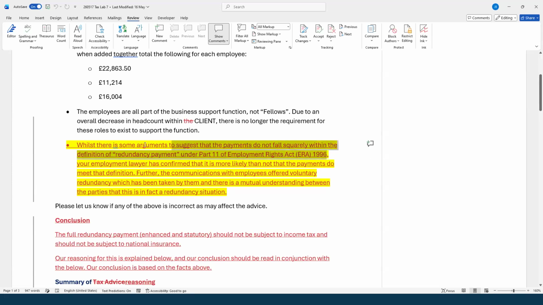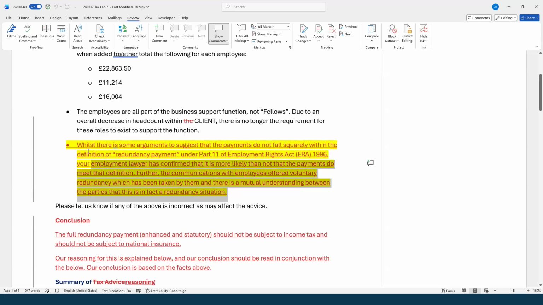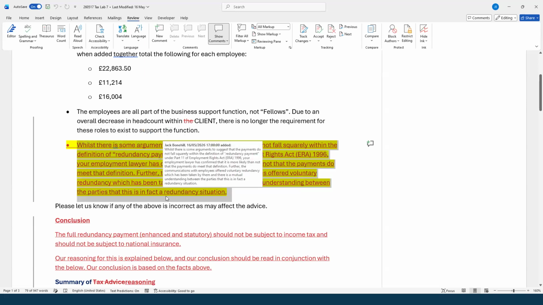But it was something that the tax advisors here couldn't determine themselves because they're not employment law experts, they're not experts in the Employment Rights Act. So the employment lawyer that was helping the client had dealt with this and confirmed that it was more likely than not. It was really frustrating in this case because the lawyer's answer was really wishy-washy, but the lawyer did say it was more likely than not. The client absolutely believed that they were redundancy situations and therefore redundancy payments, which is why this is added in. This is basically making it clear that the advice depends on this fact. It depends on this, and so if it's wrong, they need to come back and say.